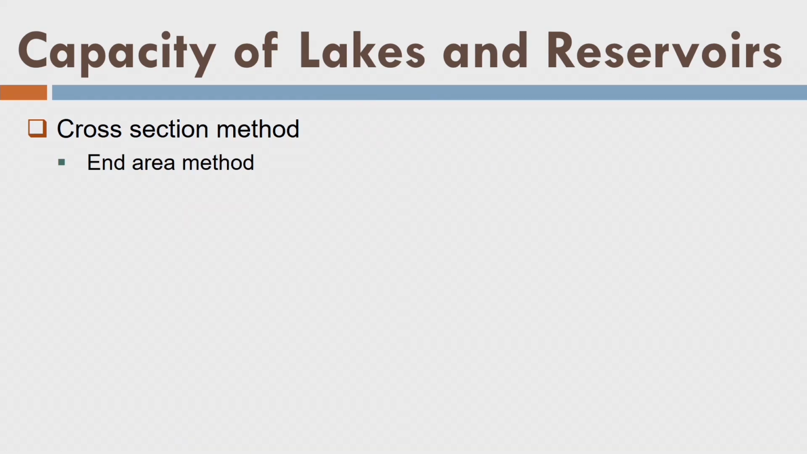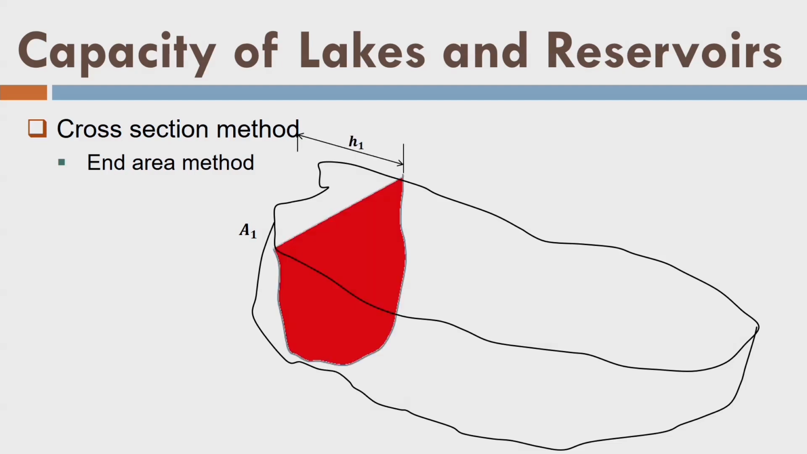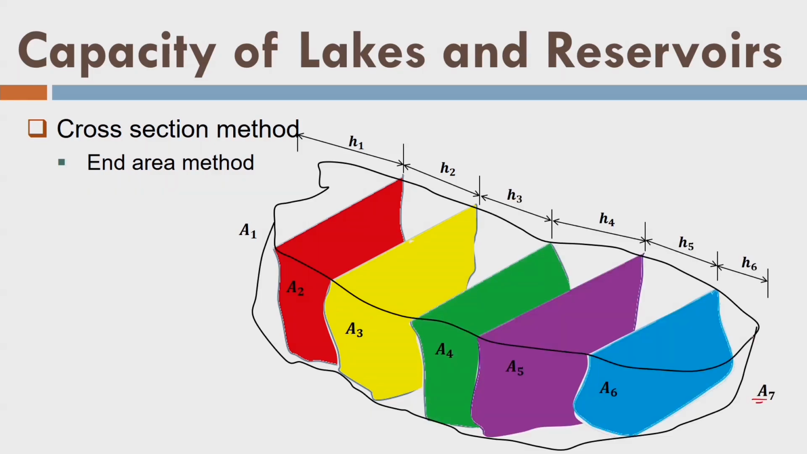Let us demonstrate the end area method. This is the water body. This area A1 is on the left hand side of the water body. This is the cross section area. This distance is H1 from some reference point, and then this is area A2. This is distance H2, and again this is area A3, and so on. Finally, I have area A7 which is at the end here, and similarly A1 is also there.